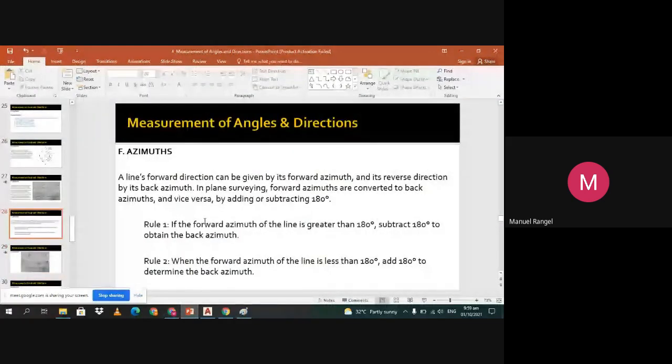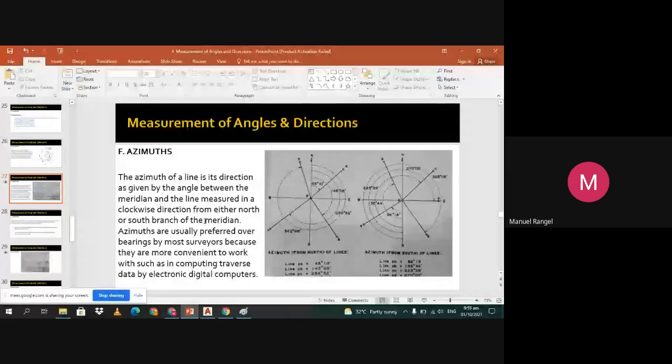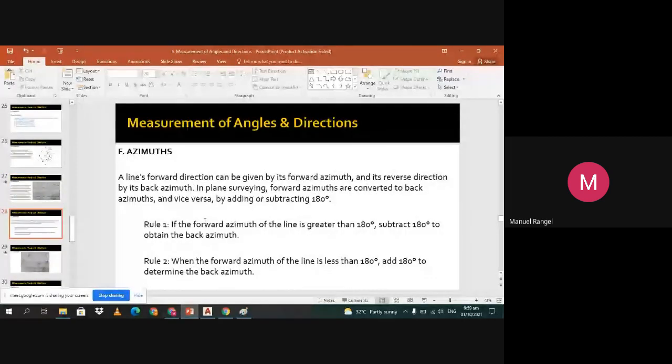So for azimuth, a line's forward direction can be given by its forward azimuth, and its reverse direction by its back azimuth. In plane surveying, forward azimuths are converted to back azimuths and vice versa by adding or subtracting 180. For rule number 1, if the forward azimuth of the line is greater than 180 degrees, subtract 180 degrees to obtain the back azimuth. When the forward azimuth of the line is less than 180 degrees, add 180 degrees to determine the back azimuth.